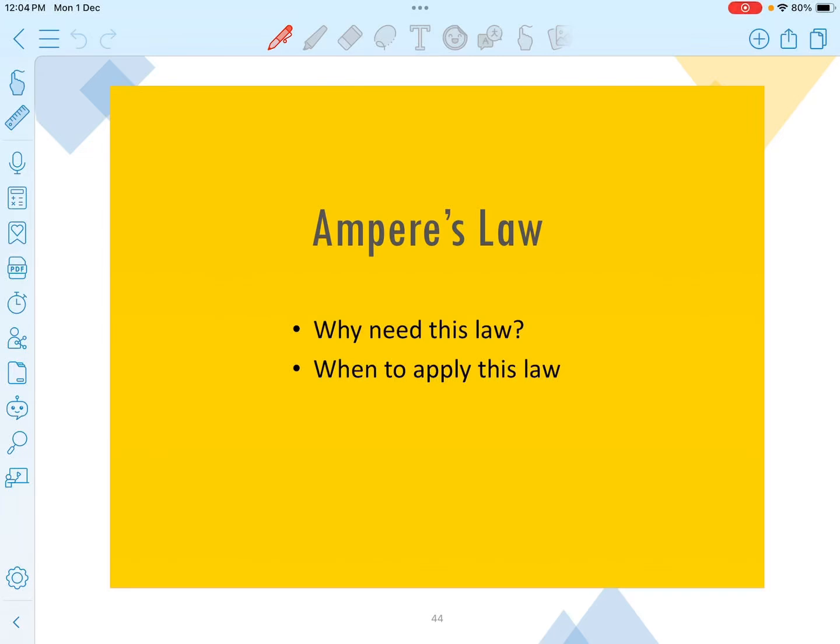Hi everyone, today we are going to look at Ampere's law. Ampere's law is another way for us to calculate the magnetic field. But in order to apply Ampere's law, there is a very important criterion that we have to meet, that is the symmetry. The symmetric condition must exist.